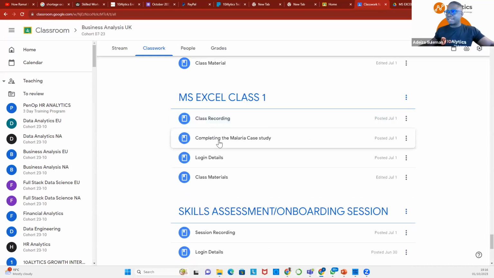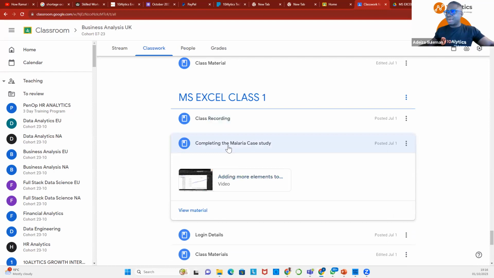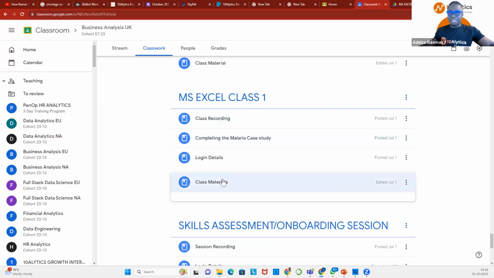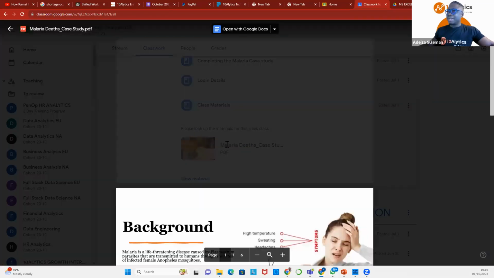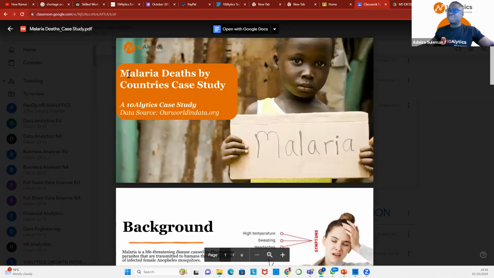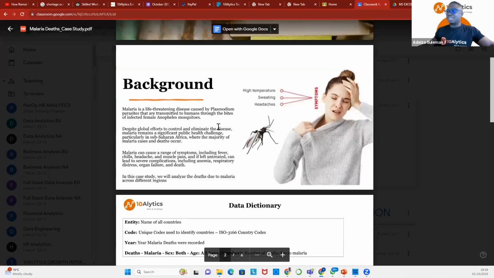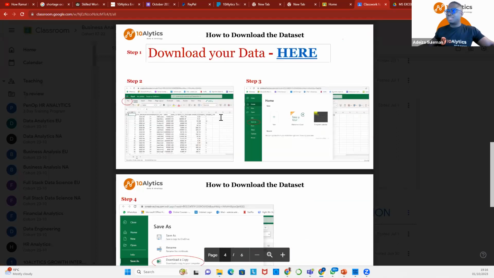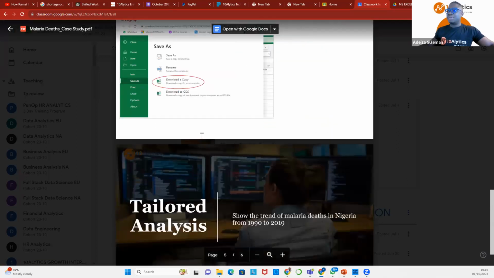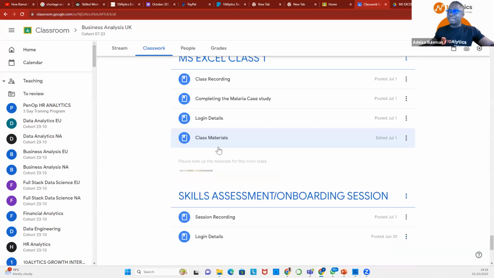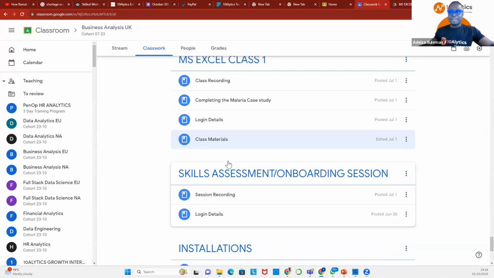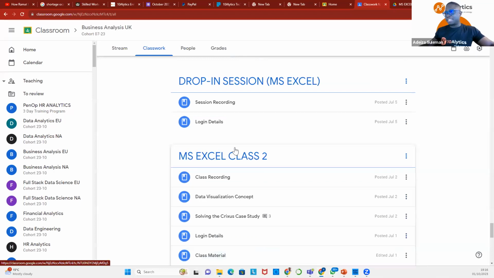Okay, so this is Excel, and this was a case study they worked on in Excel. Let's look at the case study. It's a case study for a social analysis for a company where they're trying to identify the causes of malaria death across the globe. All right, so you download the data and you build a project using Excel, your very first Excel class. You're going to be building a project.